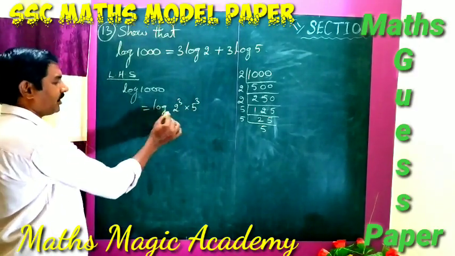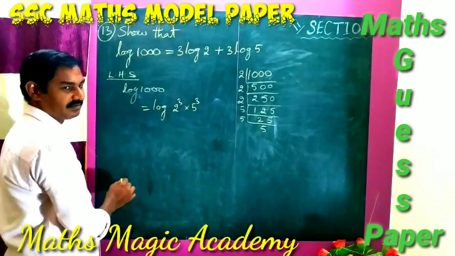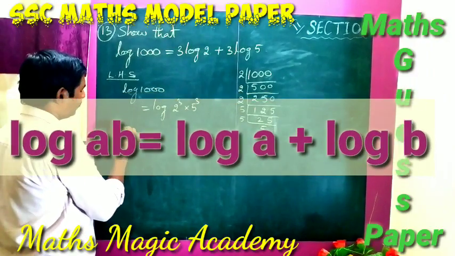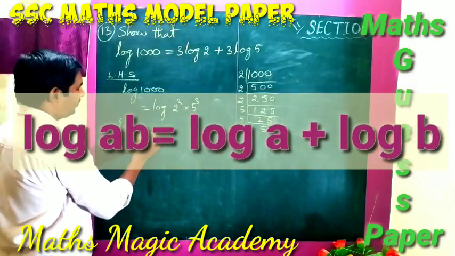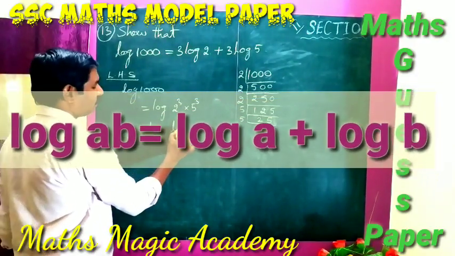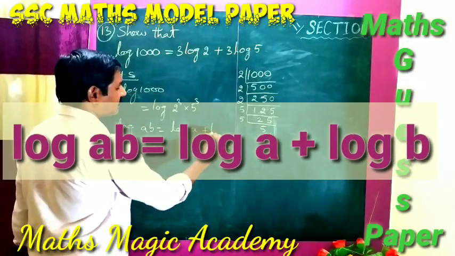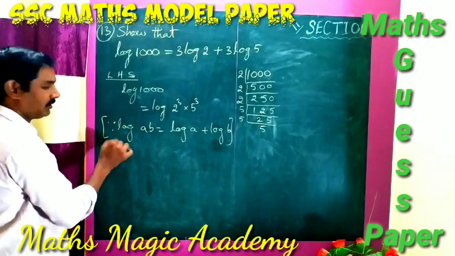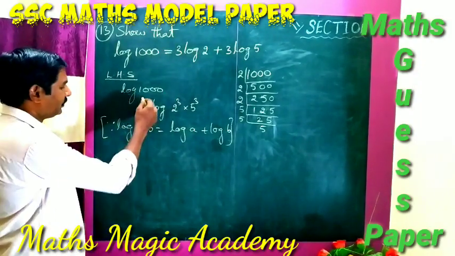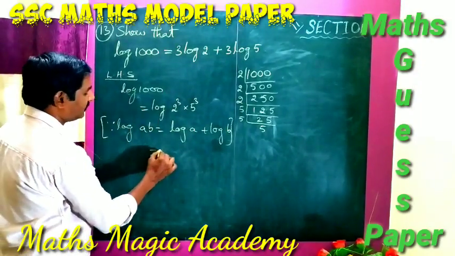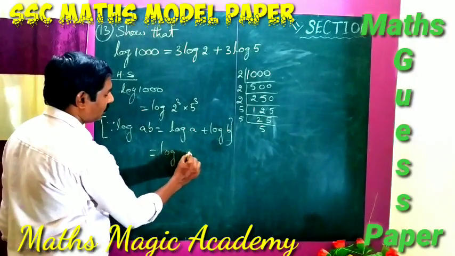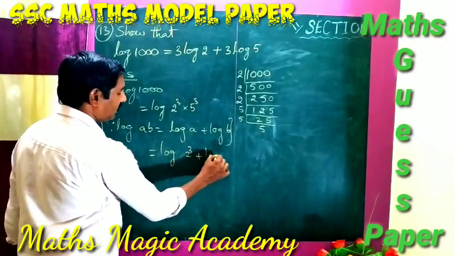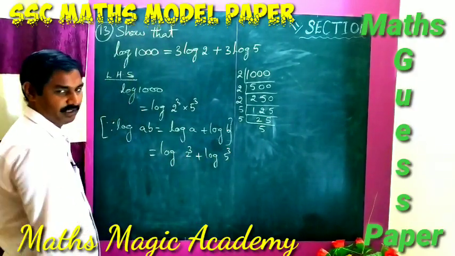So it is in the form of log AB. What is log AB? Log AB equals log A plus log B. Based on this form, you can divide this as log 2 cube plus log 5 cube.